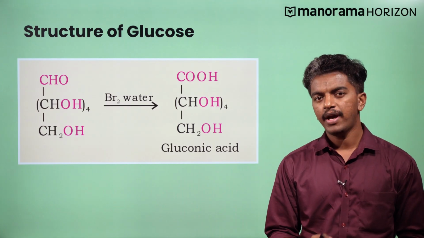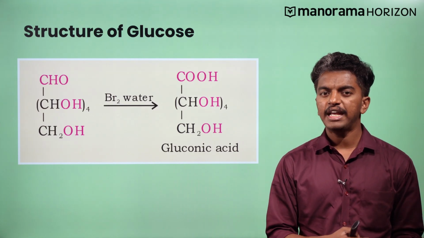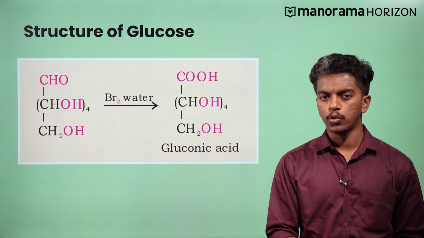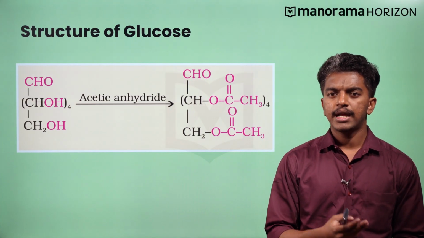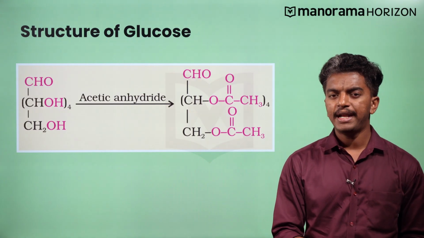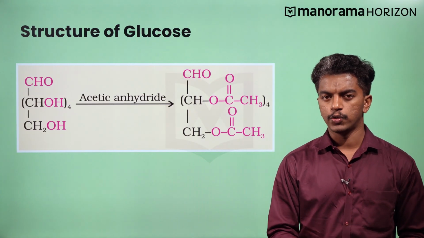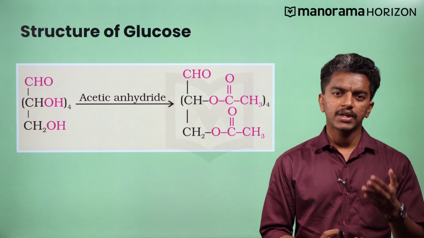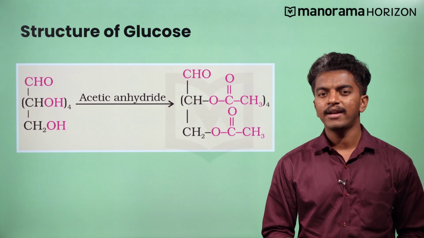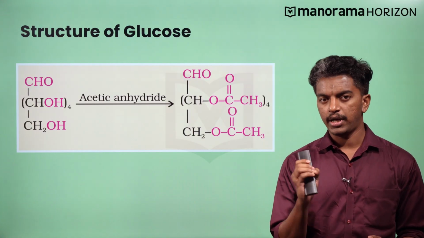Now, as we have confirmed the presence of the aldehydic group, let us find out if any other functional group is present in glucose. See the reaction of glucose with acetic anhydride. The formation of pentaacetate confirms the presence of 5 OH groups in glucose. The stability of the compound is a clear indication that 5 hydroxyl groups are attached to different carbon atoms.